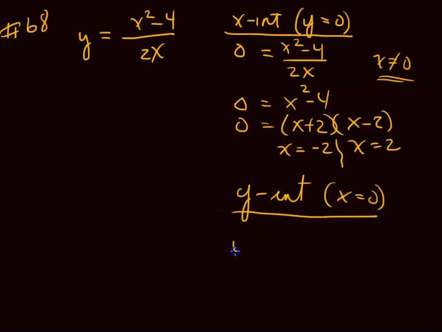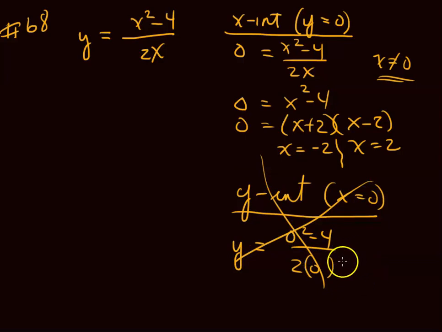If x equals 0, what is y? Well, let's see. We get 0 squared minus 4 over 2 times... What? We can't let it be 0. There is no y-intercept. Division by 0. Can't let it happen.